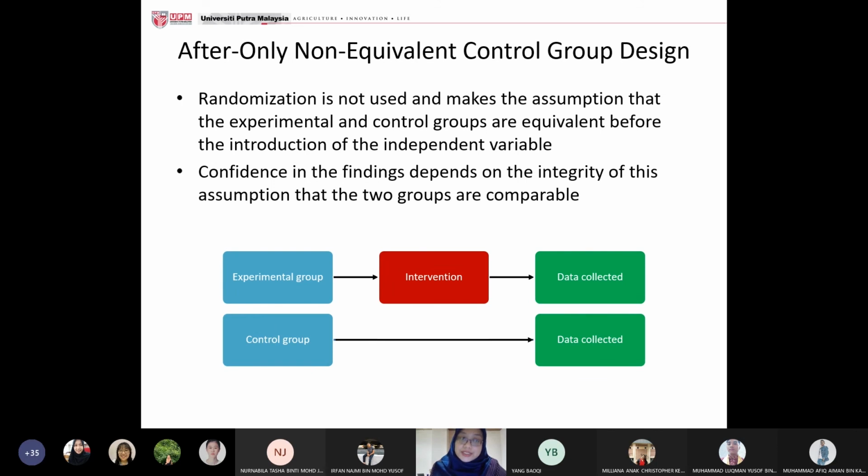Also in quasi, they have the after-only non-equivalent control group design. It's very similar to the one before. It's only because they don't fulfill all three: it's not randomized, or they don't have control, or they don't manipulate something. So you have to look at that. The confidence in the findings depends on the integrity of the assumption that the two groups are comparable, because they don't do any randomization. So the after-only non-equivalent control group design is also possible.